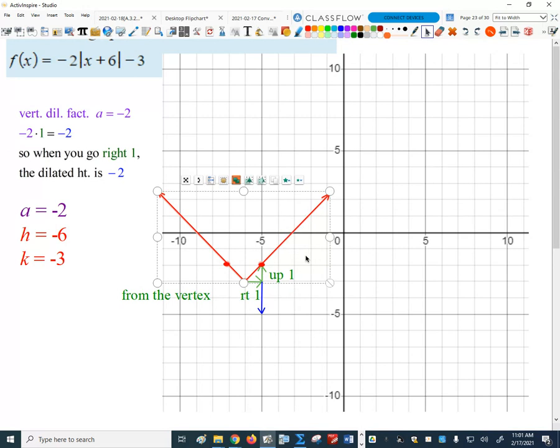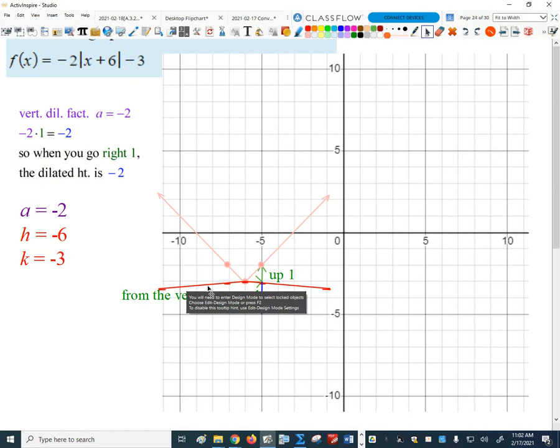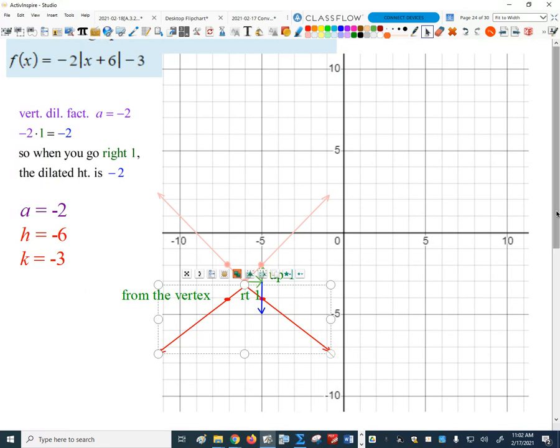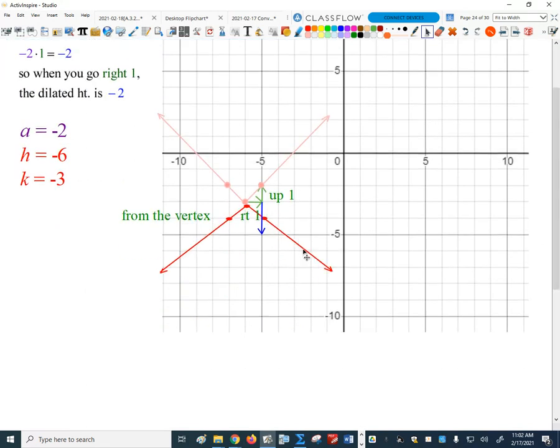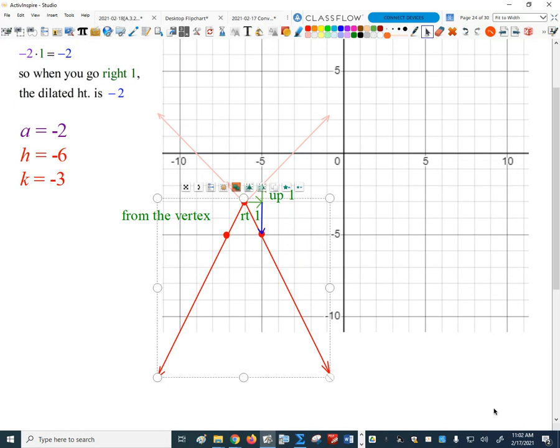So what's that look like? Well, I got to take this thing and I've got to stretch it down, which ends up looking like this. It's kind of a tricky one to do, but you get the idea here, right? Ends up looking kind of like that.